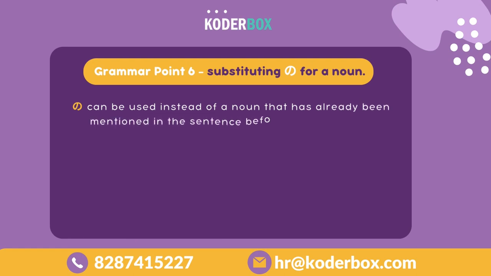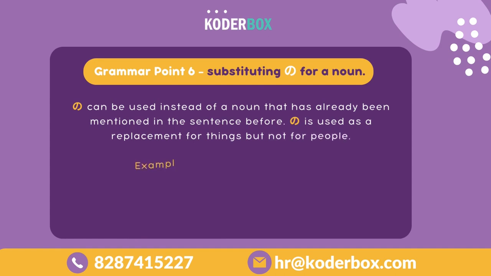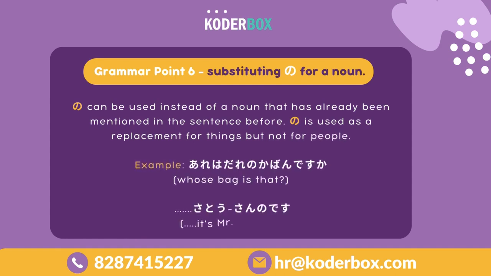No can be used instead of a noun that has already been mentioned in the sentence before. No is used as a replacement for things but not for people. Example, are wa dare no kaban desu ka? Whose bag is that? Sato-san no desu. It's Mr. Sato's.